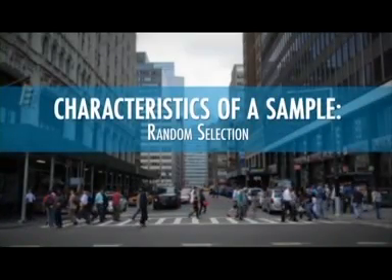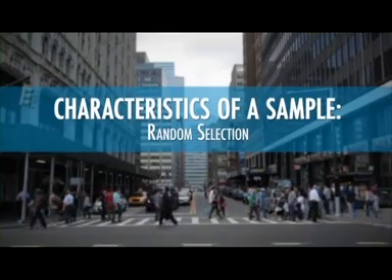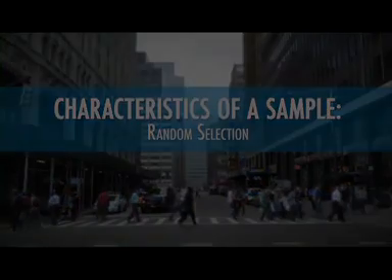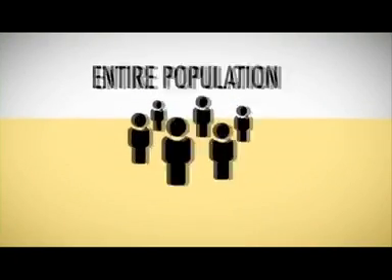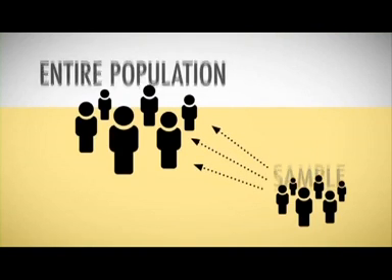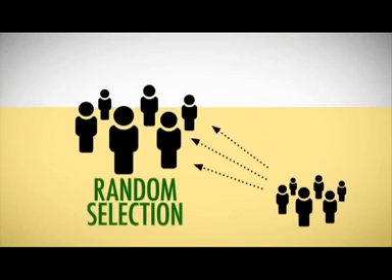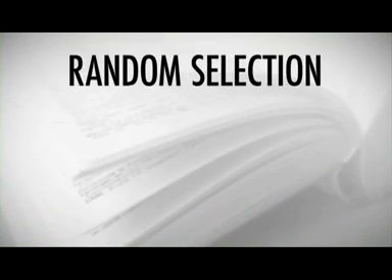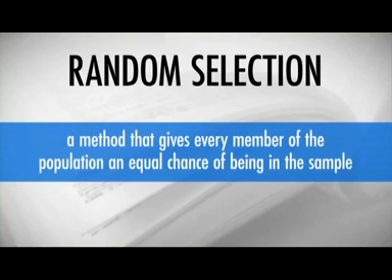Characteristics of a sample. Random selection. The primary way to ensure that the results of our sample generalize to our population of interest is to employ a technique called random selection. Random selection is a method of selecting participants that ensures that every member of the population of interest has an equal chance of being part of the study.